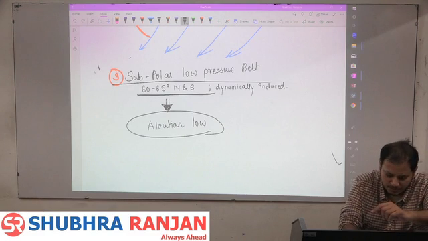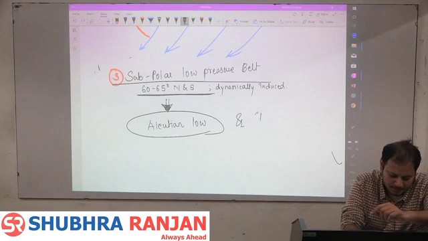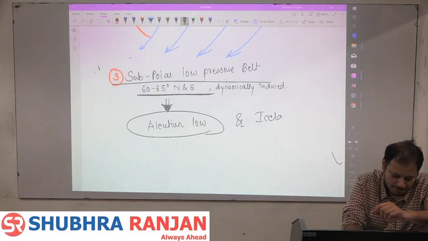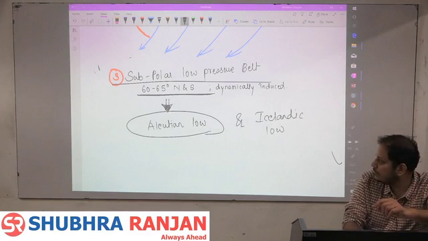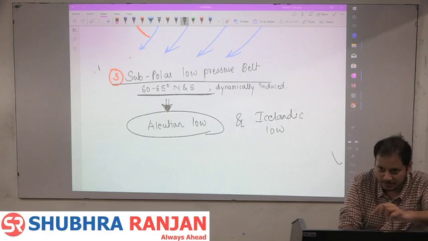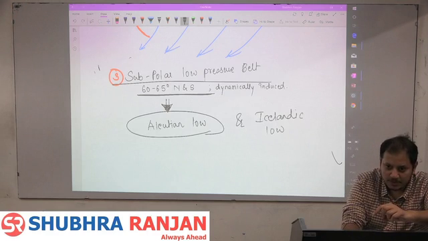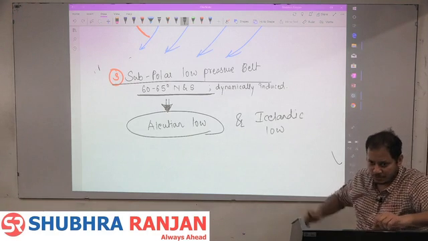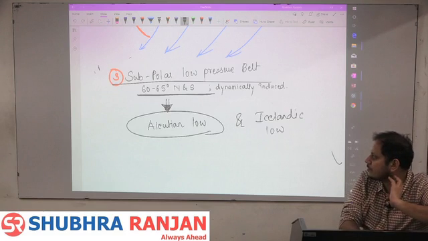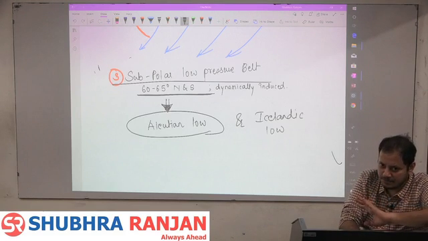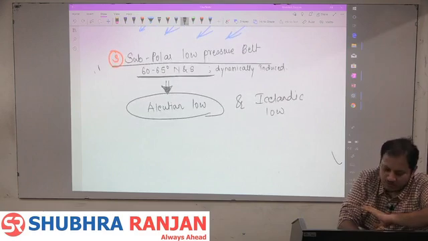Aleutian Low and Icelandic Low. It is found only at Aleutian Low and Icelandic Low. Finished? Now what does it mean?